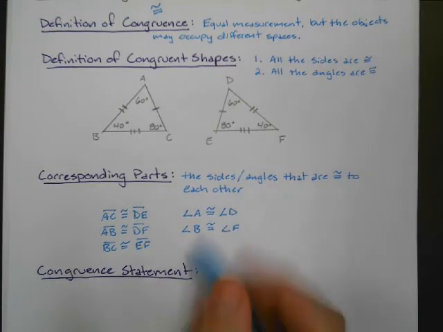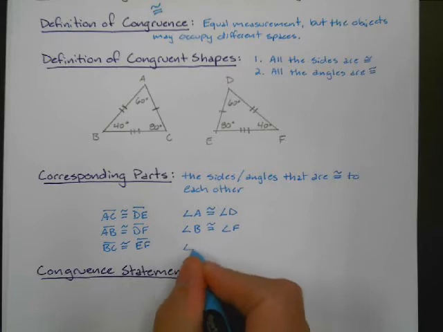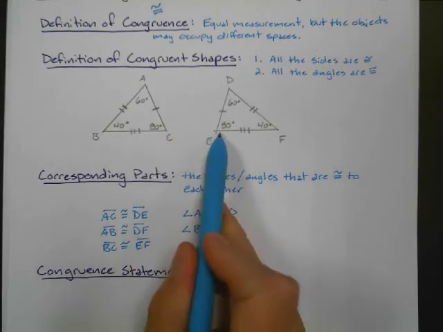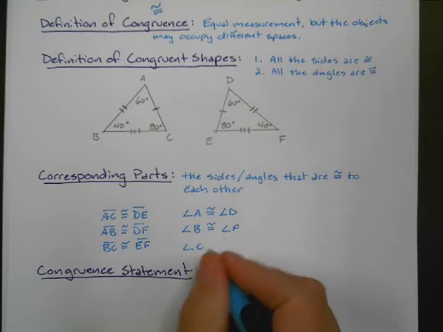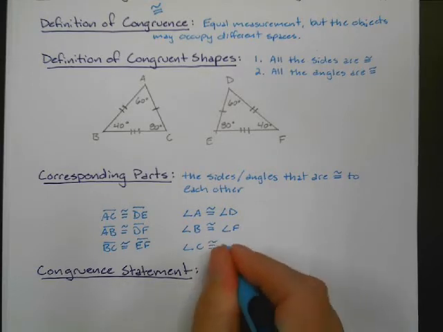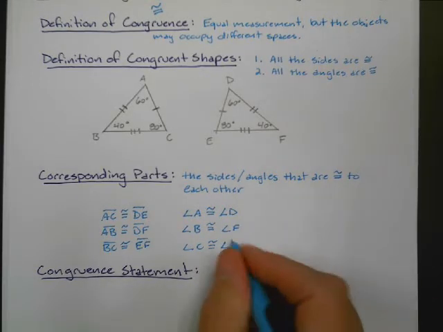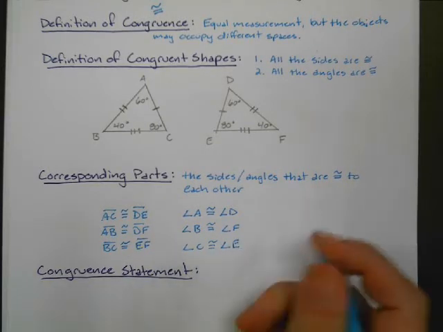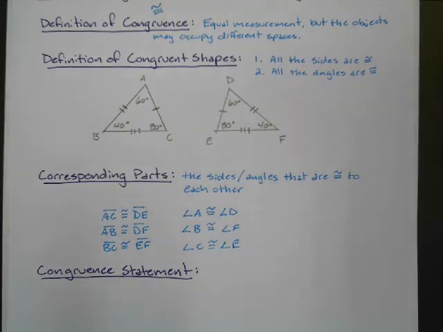And then finally, I'm going to write that angle C, which is the 80-degree angle, goes with angle E in the other triangle. So those are all of our corresponding parts. So in triangles, we should always have 6 pairs of corresponding parts, 3 sides, 3 angles. If it was a quadrilateral, a polygon with 4 sides, then you'd have 4 sides and 4 angles that would have to be corresponding parts. So every single side has to match with another side that is corresponding, and then every single angle has to do the same.